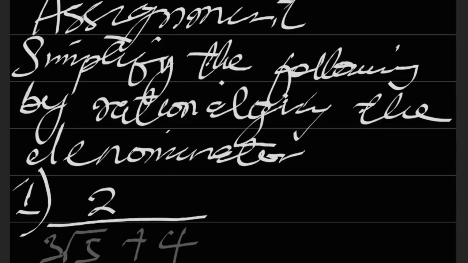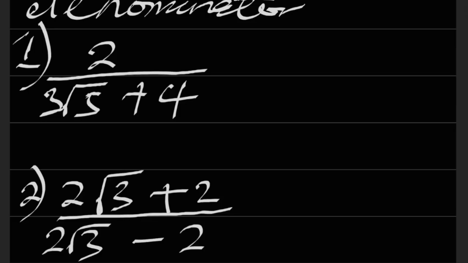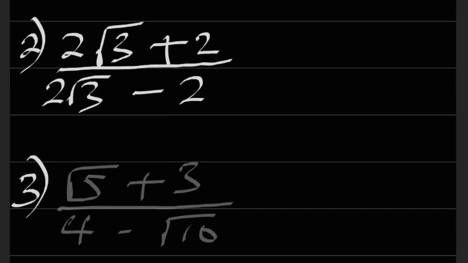2 over 3 root 5 plus 4. This is the first question you try for me. Question number 2. 2 root 3 plus 2 over 2 root 3 minus 2. Question number 3. Root 5 plus 3 over 4 minus root 10.